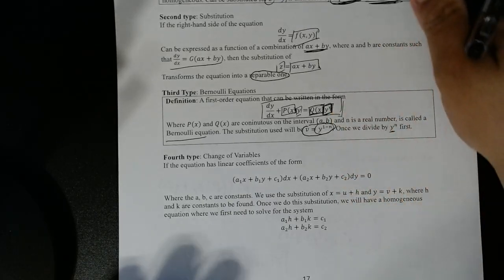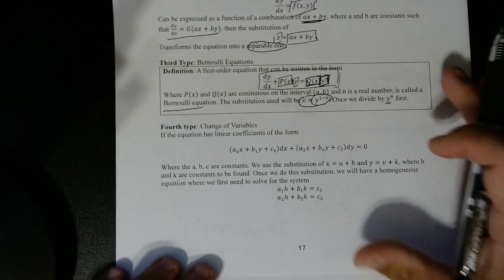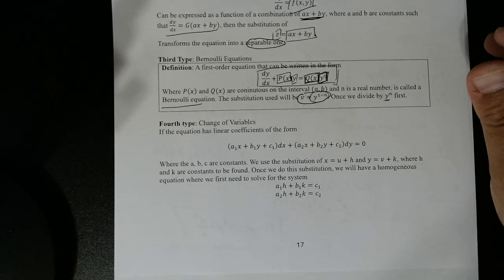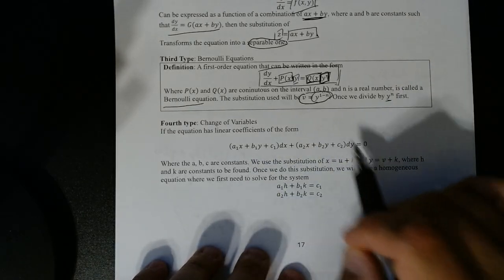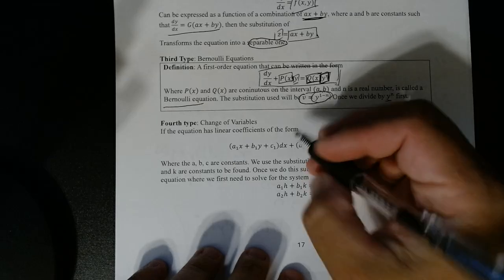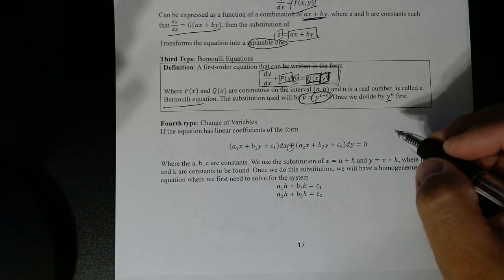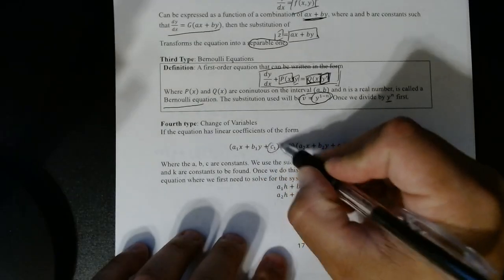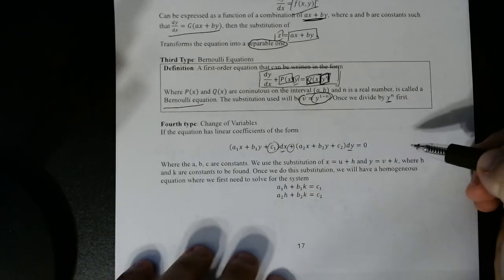Okay? And now the last one is the most difficult and most painful one because we're going to have a system, and that's not always fun to do. Something called a change of variables. So if the equation has linear coefficients of this form, notice it's drastically different than what we have above. The biggest thing is we have a plus here, so most of the time there's no way we could do a separation of variables. And we have now a constant c here. Again, dy and dx here, respectively.